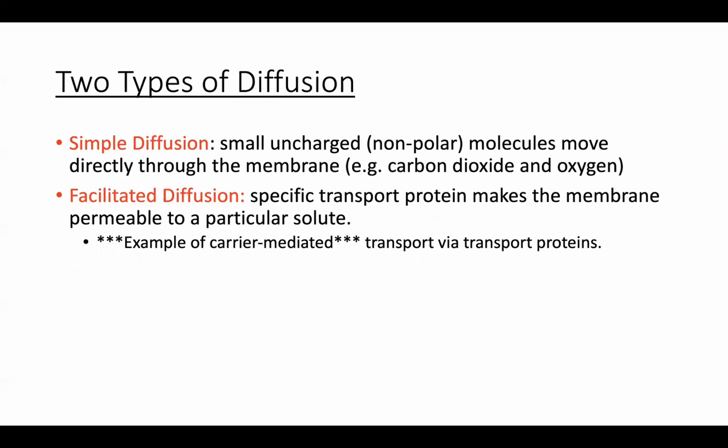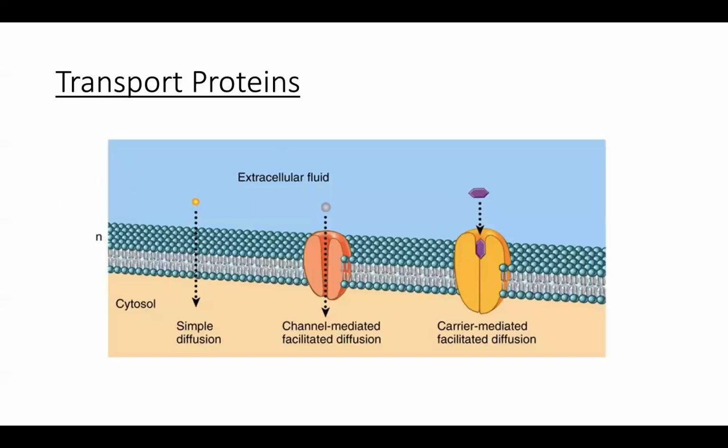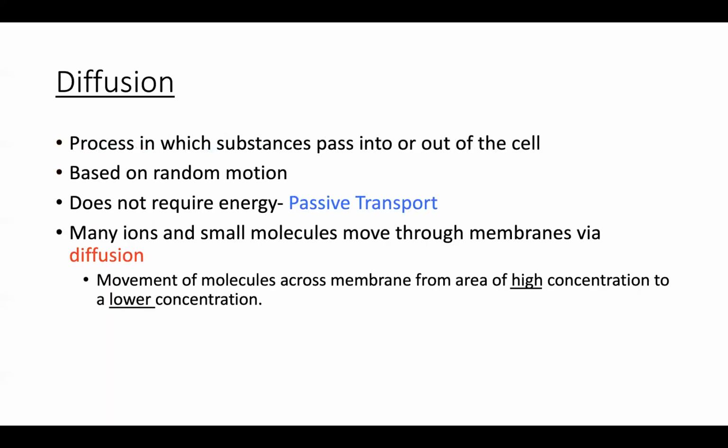There are two types of diffusion. The first is passive transport, simple diffusion, where small uncharged molecules move directly through the membrane, for example carbon dioxide and oxygen. We know that those are easily exchanged gases. The second is facilitated diffusion, where we use specific transport proteins to make the membrane permeable to a particular solute. That is carrier mediated and, what's the other one? I'm drawing a blank. Channel mediated and carrier mediated, sorry.